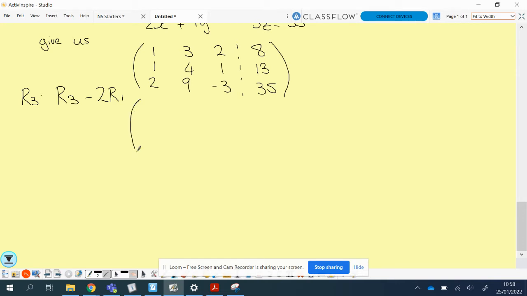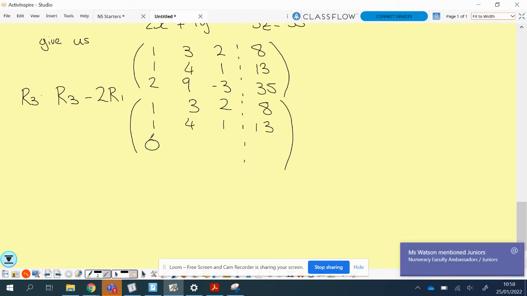So at the minute, row 3 is the only thing changing. So I've got 1, 3, 2, 8, 1, 4, 1, 13. And now I'm needing to deal with row 3. Well, 2 take away 2 lots of 1 is 0. That's good, that's what I wanted. I wanted a 0 there. Right, I've got 9, take away 2 lots of 3, because I've got to keep the coefficients in line. 9 take away 2 lots of 3 is 9 take away 6, which would give me 3.